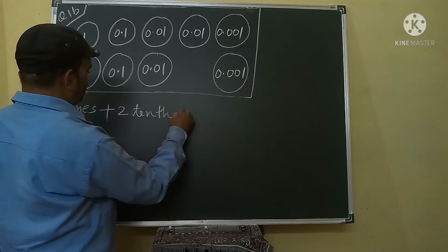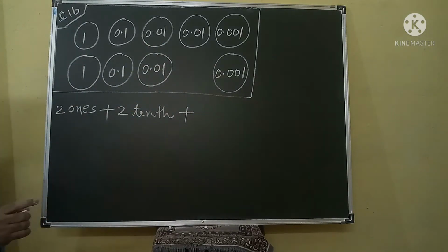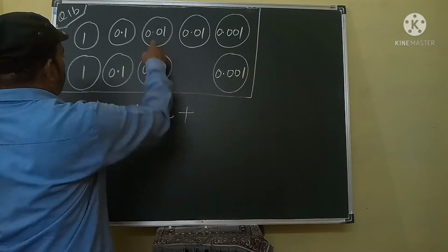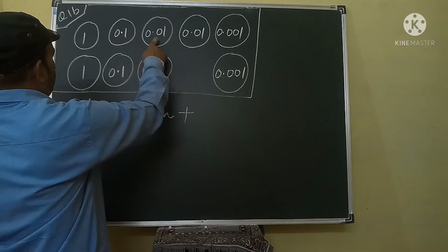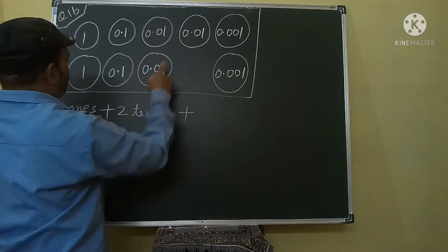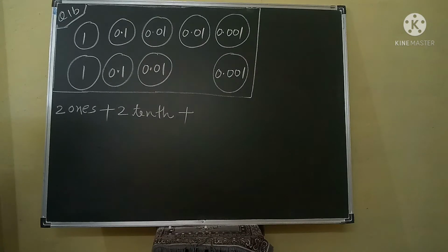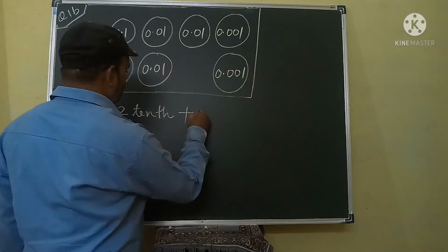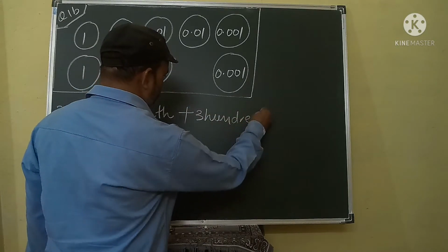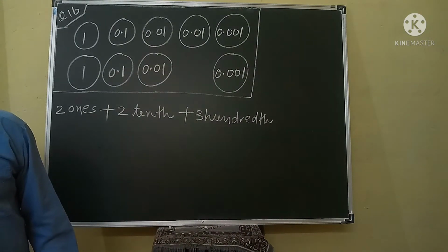2/10. Okay. Then after that, 0.01. 0.01 means 100th. 0.01 is in how many times? It is in 3 times: 0.01, 0.01, 0.01. That means this is 300th.